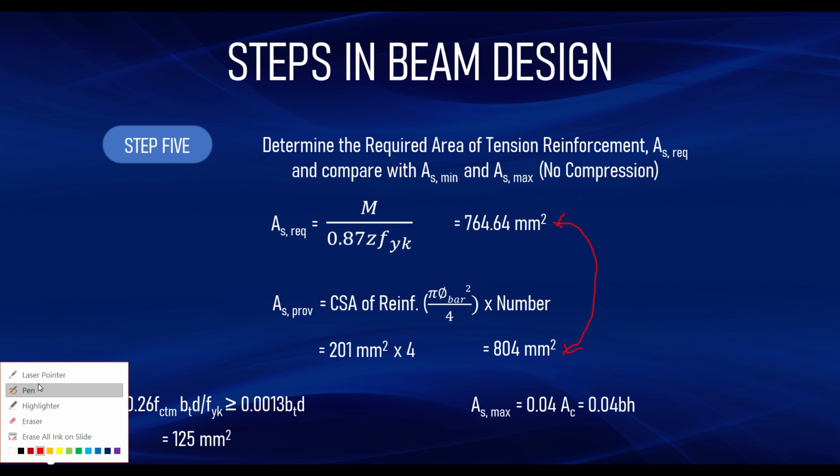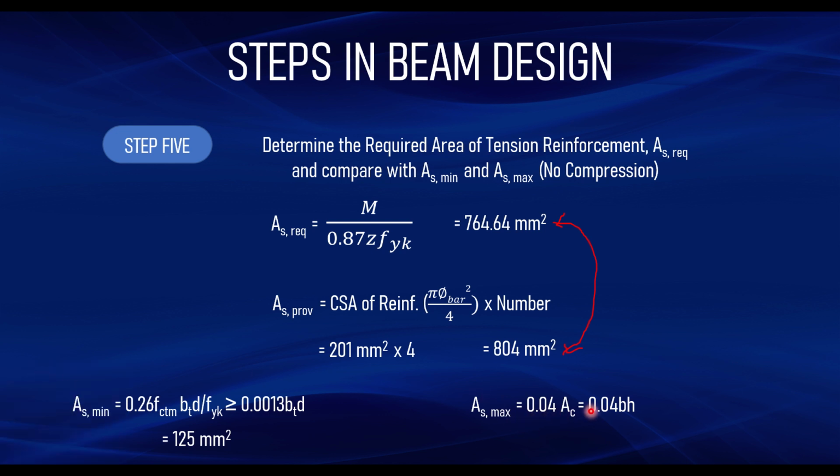Then the next thing is to compare it with the AS maximum. Substituting B and H of the beam for the AS maximum formula, you are going to end up with the maximum reinforcement which the section can take as 4140 millimeters square. So that means based on the moment that we obtained, providing a reinforcement of 4 number of 16 mm bars is going to be sufficient for the beam. This is the step-by-step process which you are going to follow in order to be able to design a rectangular beam based on the bending moment.